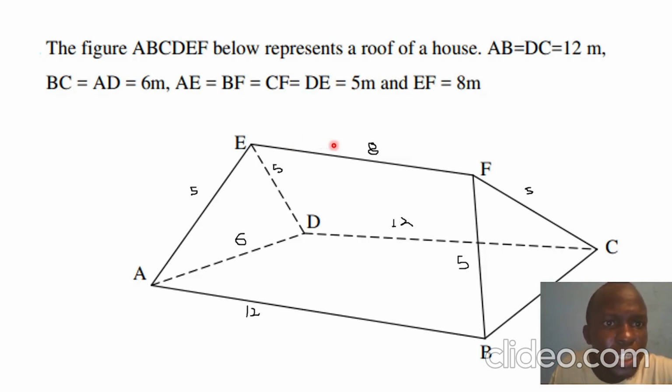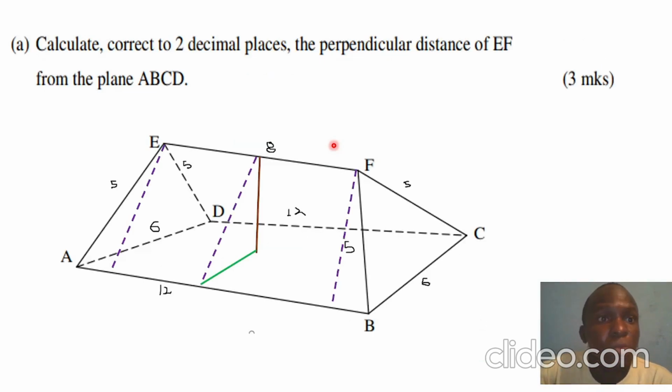The figure ABCDEF below represents a roof of a house. AB is equal to DC, which is equal to 12 meters. BC is equal to AD, which is equal to 6 meters. AE is equal to BF is equal to CF is equal to DE is equal to 5 meters, and EF is equal to 8 meters. So you already have the diagram. Let us go straight to the requirements of this problem.